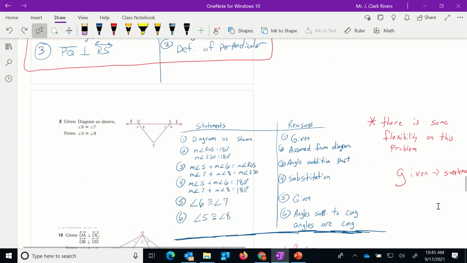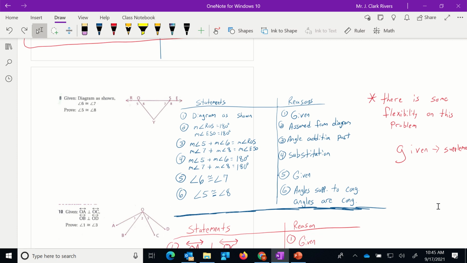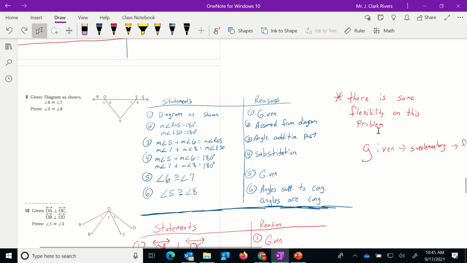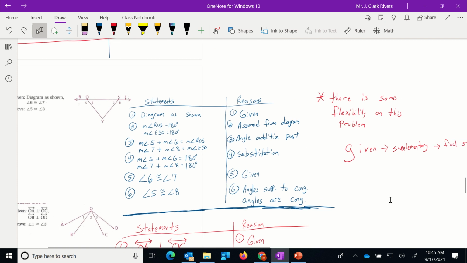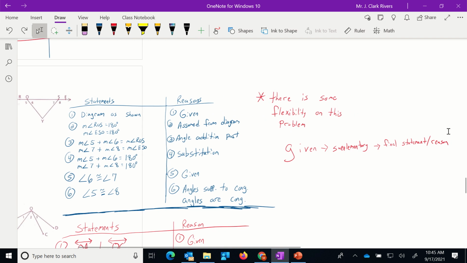Both those proofs were tough, right? I suspect everybody missed at least part of it. If you did get it right, you should feel great. Those are challenging. So there you go. There's some flexibility on this problem, so if you don't have exactly what I have, that's fine. This is the plan that I mapped out. The given, I'm trying to show the angles are supplementary, and then I'm trying to come to the final statement and reason.